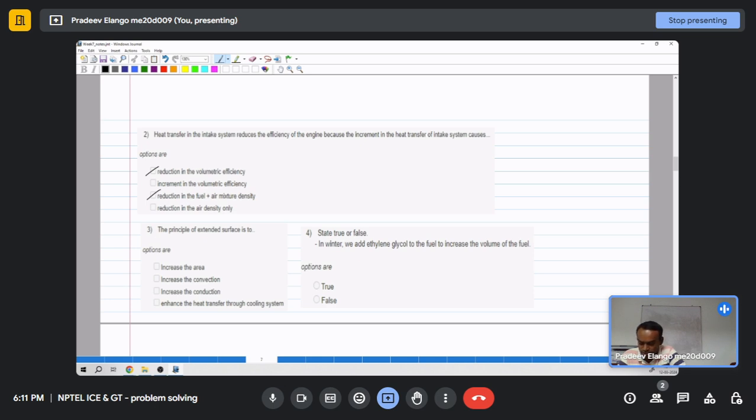The principle of extended surface is to increase the area, increase the convection, increase the conduction, enhance the heat transfer through cooling system. So if we are increasing the surface area of the cylinder, it is to increase the area, increase the convection heat transfer, and then enhance the heat transfer through cooling system. State false: in winter, we add ethylene glycol to the fuel to increase the volume of the fuel. No, ethylene glycol is added to lower the freezing point of the liquid.